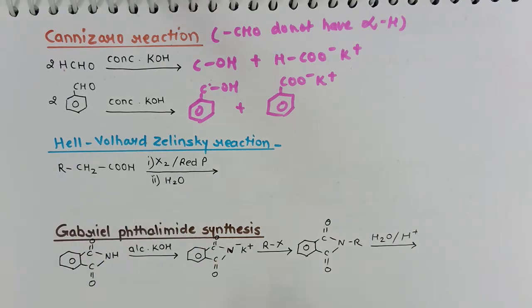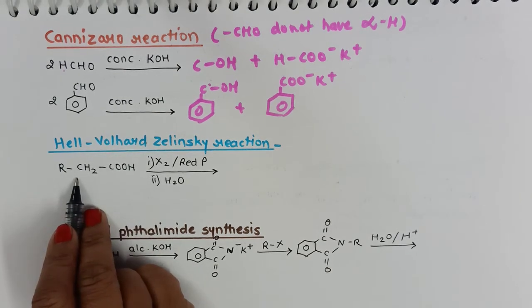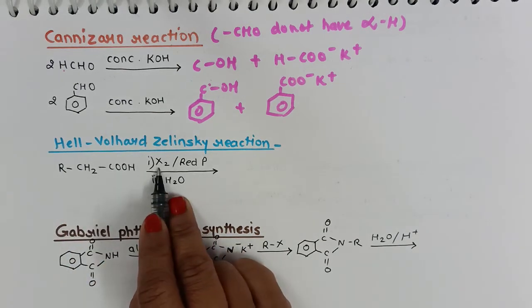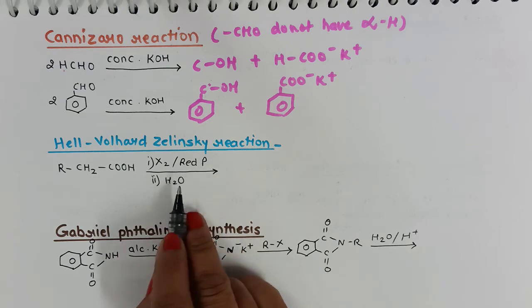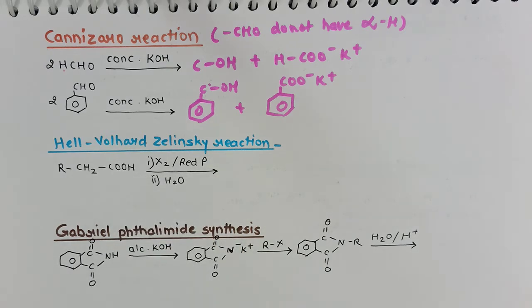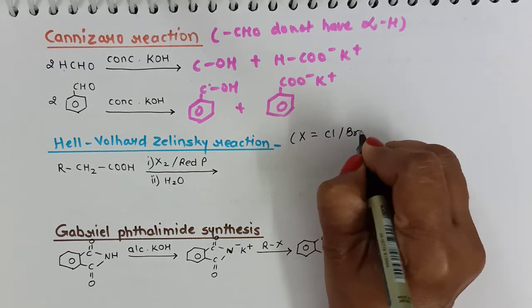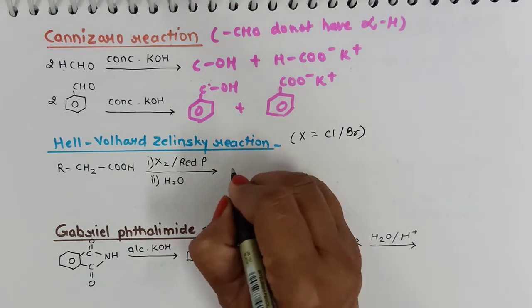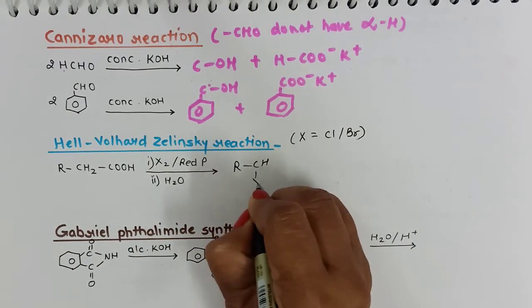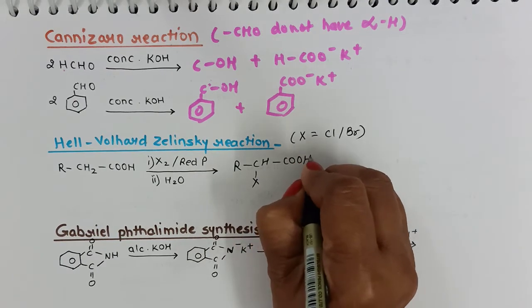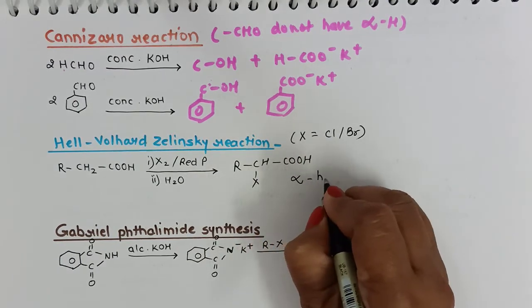The next reaction is Hell-Volhard-Zelinsky reaction. This reaction is shown by all those carboxylic acids which have alpha hydrogen. Now the carboxylic acid which have alpha hydrogen, they are treated with halogen in presence of red phosphorus followed by hydrolysis. We have to remember here that halogen can be either chlorine or bromine. We will get alpha halocarboxylic acid.